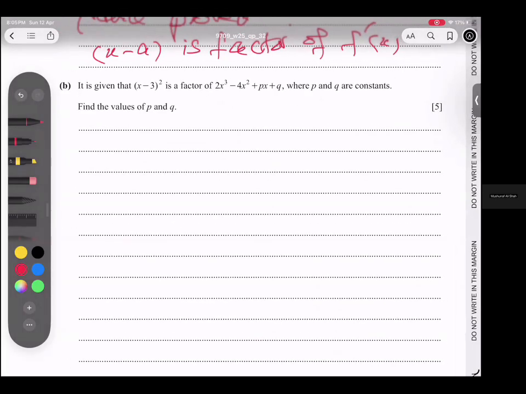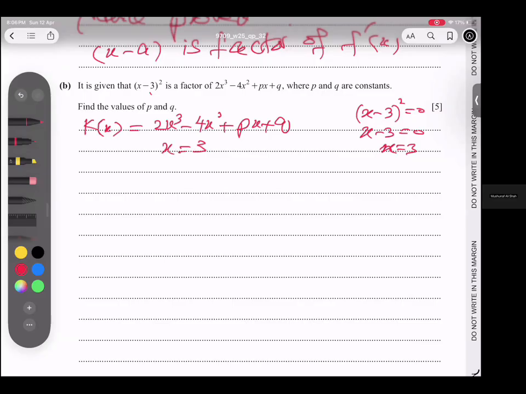If I mark the question, he's saying that this is a factor of this. So what I'm going to do is put it equal to 0: I put this equal to 0, whole power 2. Taking the root of both sides, I got this. 3 goes to the other side, I got 3. So I can replace every x with this 3. So I'm writing now p of x equals 2x cube minus 4x to the power 2 plus px plus q. Okay, I change the name: I write this as k of x because p is used there already. I'm replacing every x by 3, and at the same time k of x becomes 0. So I'm writing here k of 3.